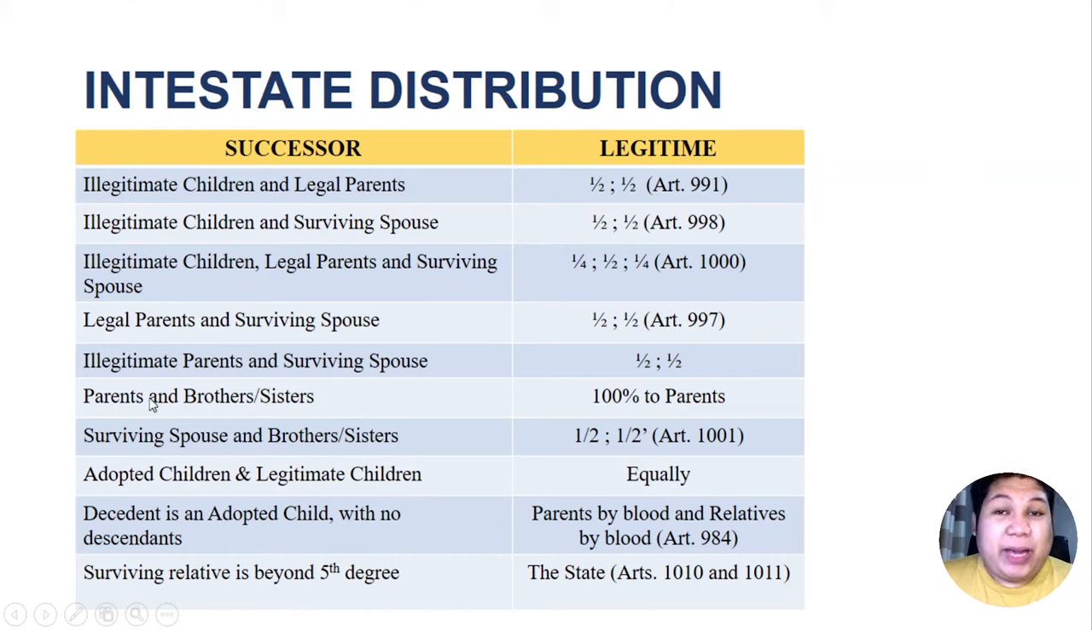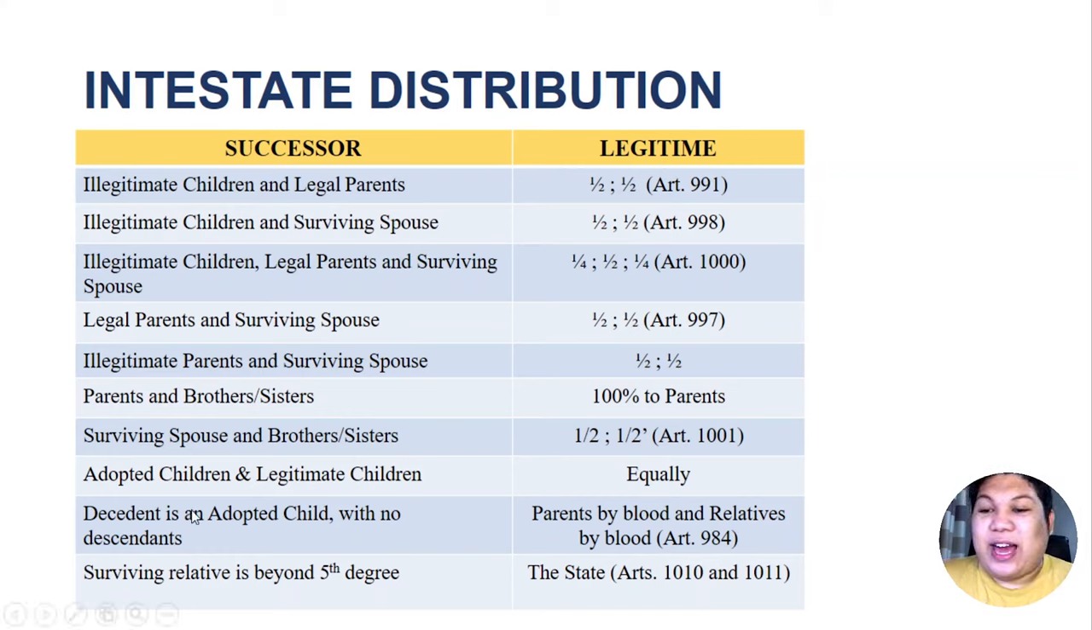And when there are parents and brothers and sisters, again, 100% to parents because brothers and sisters are not part of the compulsory heirs. They are voluntary heirs. And when there are adopted children and legitimate children, they will share the estate equally. Why? Because adopted children are also legitimate children. Despite the fact that they are not blood related, since they are legally adopted, they will share in the same way as the legitimate children. When the decedent is an adopted child and has no descendants, the parents by blood and relatives by blood will inherit the entire estate.